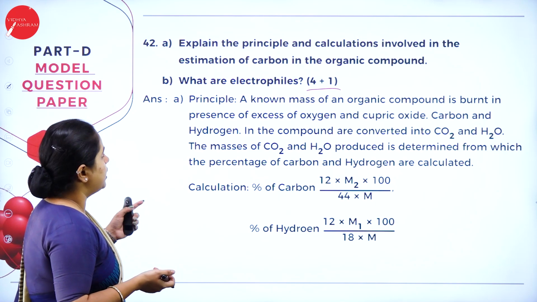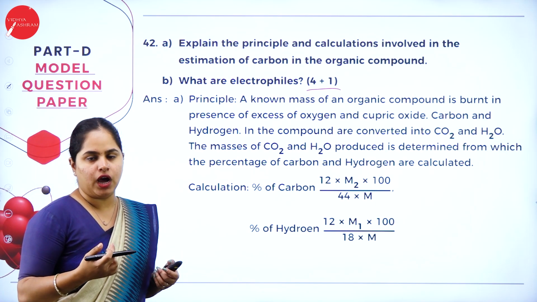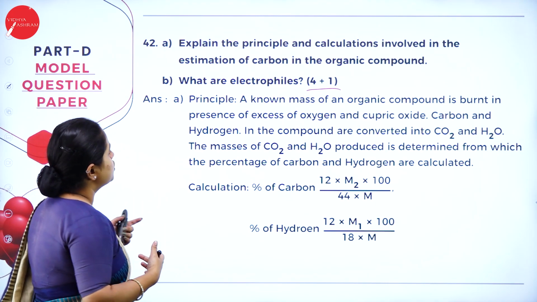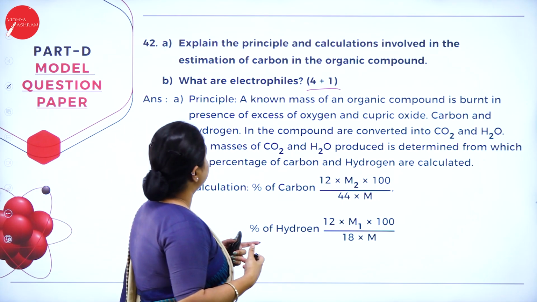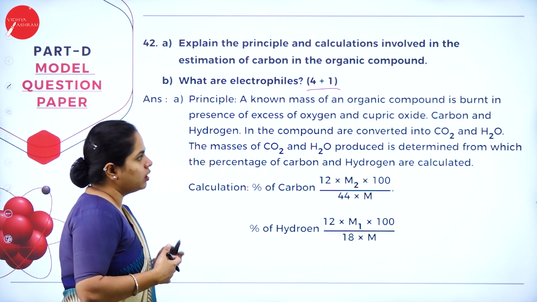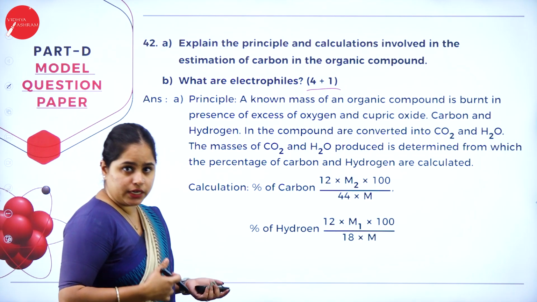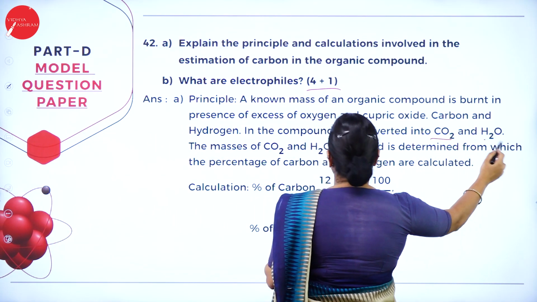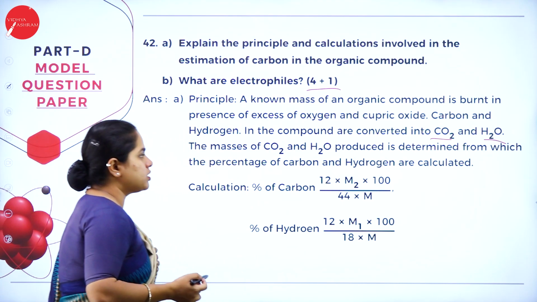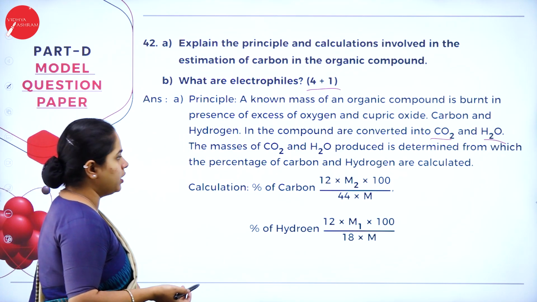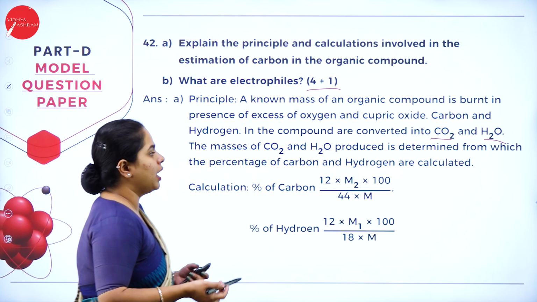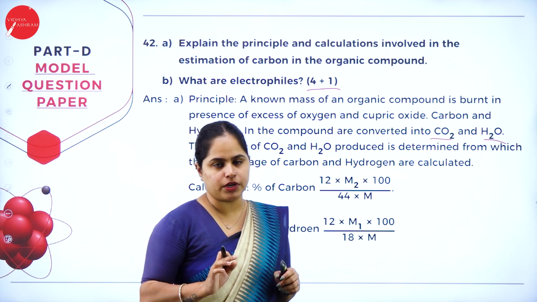So first part, that is the estimation of carbon, the principle and calculation. A known mass of organic compound is burnt in presence of excess oxygen and cupric oxide. Carbon and hydrogen in the compound are converted into carbon dioxide and water. The masses of carbon dioxide and water produced is determined from which the percentage of carbon and hydrogen are calculated. So this is the principle, right?